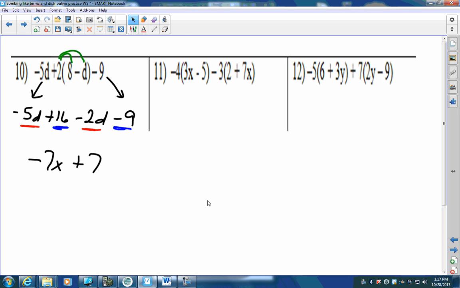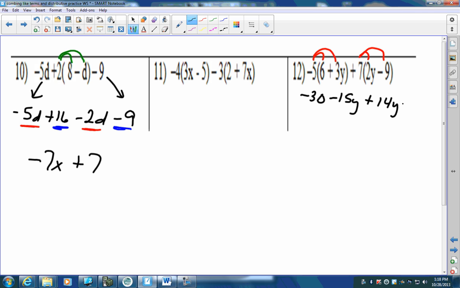So on number 12, looking at number 12, there's 2 sets of parentheses. So the first one, I will multiply the negative 5. So I'll do negative 5 times 6 is negative 30. Negative 5 times 3 is negative 15y. 7 times 2y and 7 times negative 9. So I have 14y and minus 63.